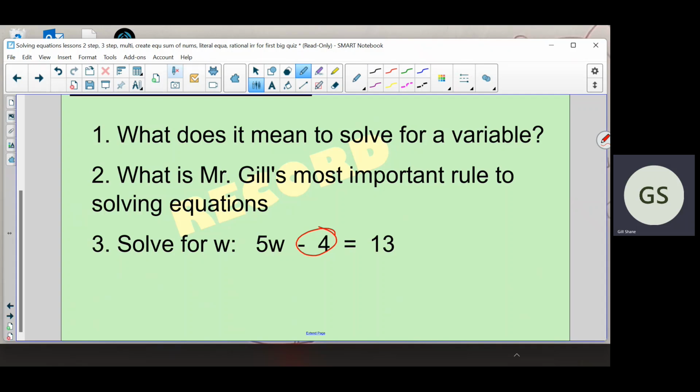I don't care which one you remember. I don't care if you've got your own. But you've got to know where to start. If you're not starting in the right place, odds are you're going to make mistakes. Now we think opposite math. So the opposite of subtracting 4 is adding 4. Well, if we do it there, we've got to do it there.